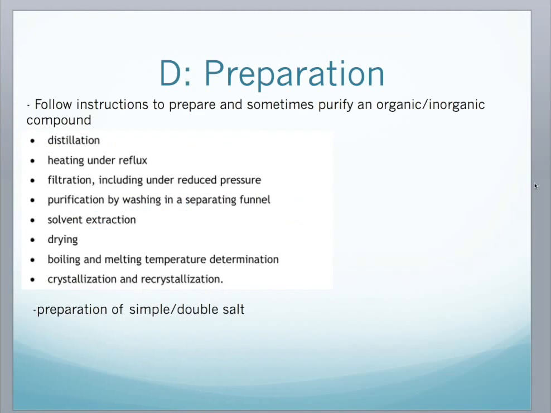Let's look at the final part, which is D, which is the preparation. So again, you'll be given a student brief and you have to follow the instructions to prepare and sometimes purify an organic or an inorganic compound. And so the techniques you might be doing are distillation, heating under reflux, filtering, purification, solvent extraction, drying, or crystallization and recrystallization. So I'll talk about the two most common ones, which are the preparation of either a simple or a double salt.